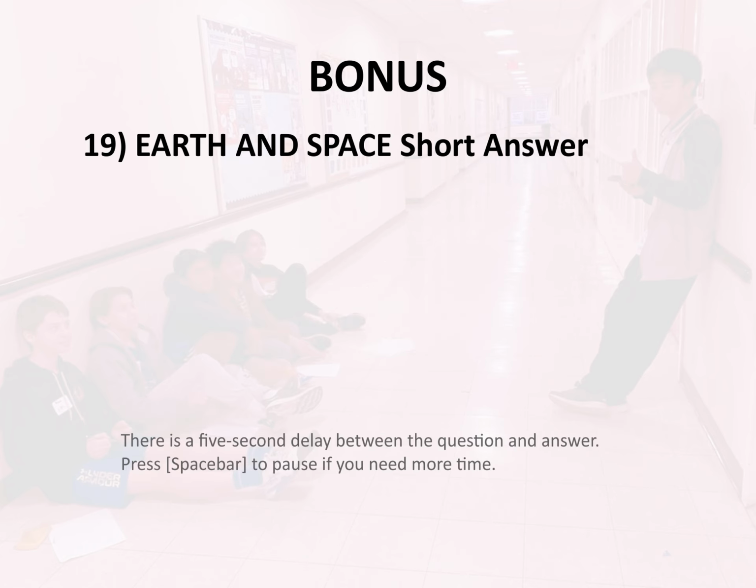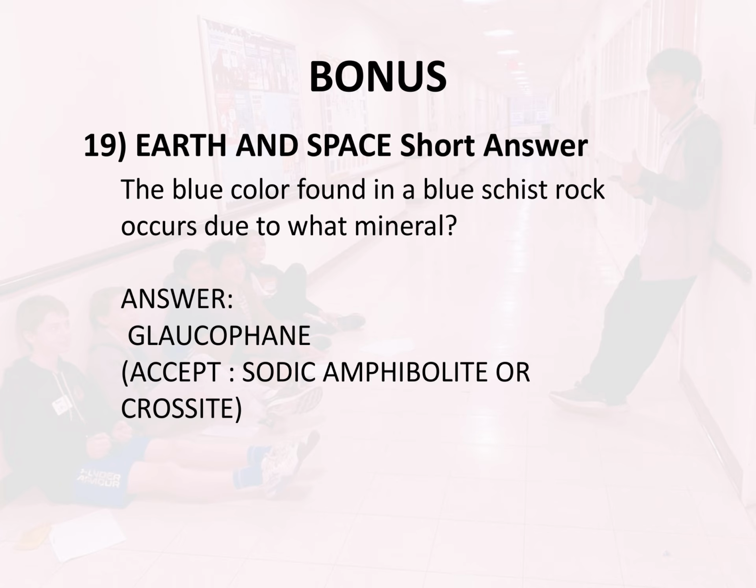Bonus 19. Earth and space short answer. The blue color found in a blue schist rock occurs due to what mineral? Answer. Glaucophane.